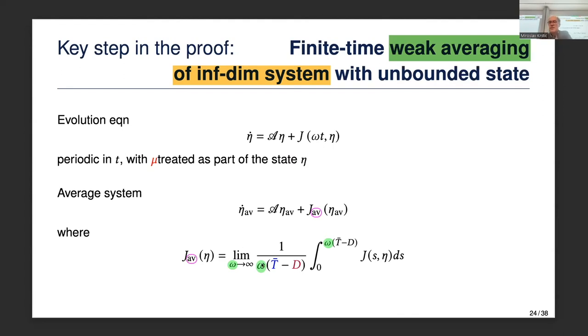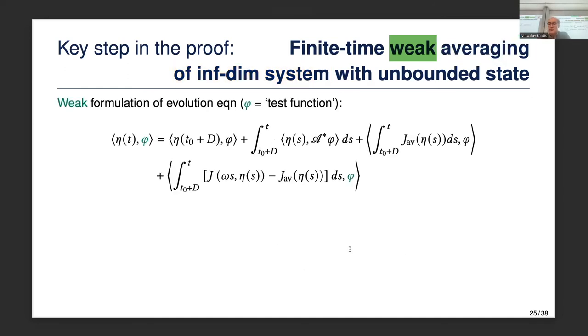Averaging is introduced with this expression. So this is averaging with respect to the explicit time variable in here over a window that grows as omega goes to infinity, but it's averaged. This is a mean over that window. So this is the notion of an average.